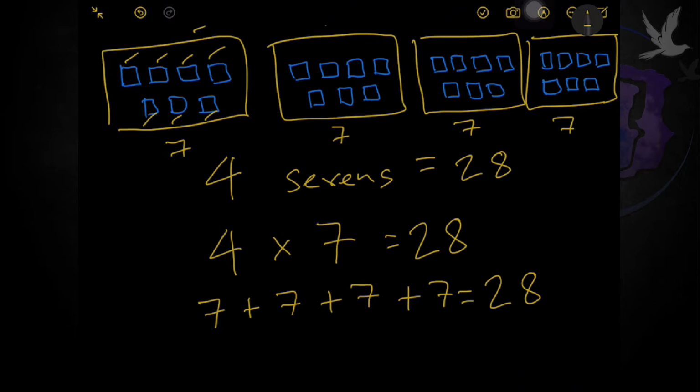In this case, why did it become 4 times 7? Because there are 7 units of squares and there are 4 groups. So 4 sevens is basically 4 times 7. And 4 times 7 is basically adding 7 four times. So that's 7 plus 7 plus 7 plus 7, which gives us the answer of 28 for everything. That's how easy it is.